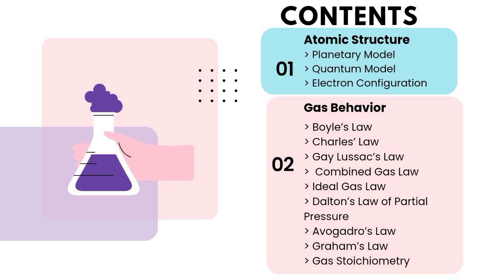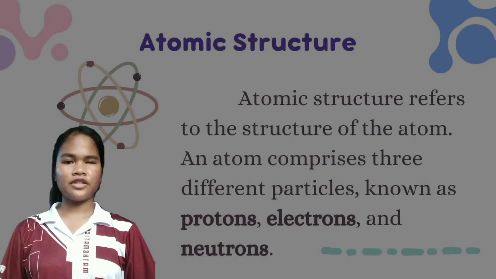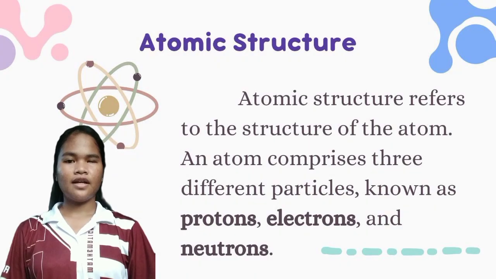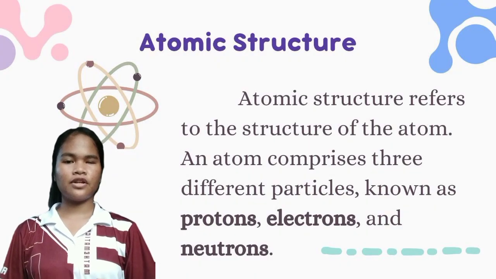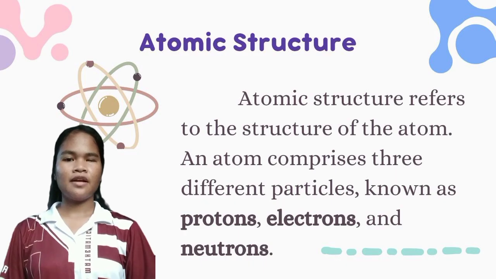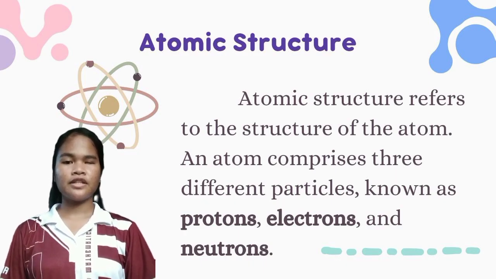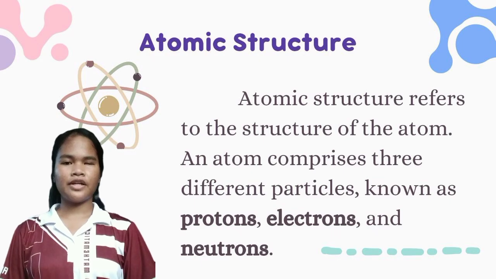So we will start this lesson by knowing what atomic structure is. From the word itself, atomic structure is the structure of an atom. An atom comprises three particles: protons with positive charge, neutrons with neutral charge, and electrons with negative charge.